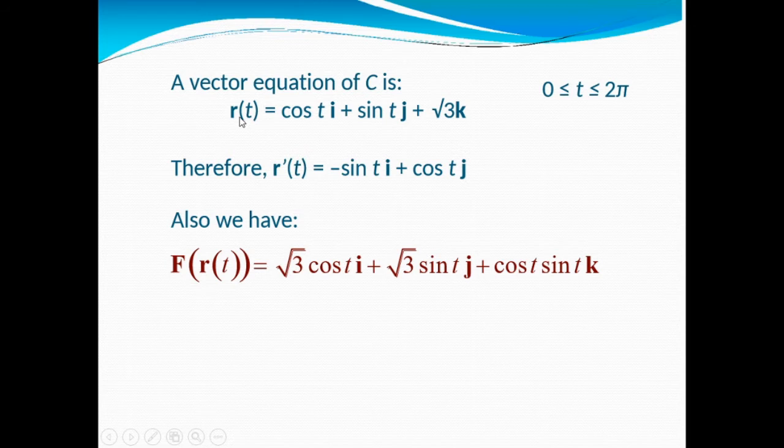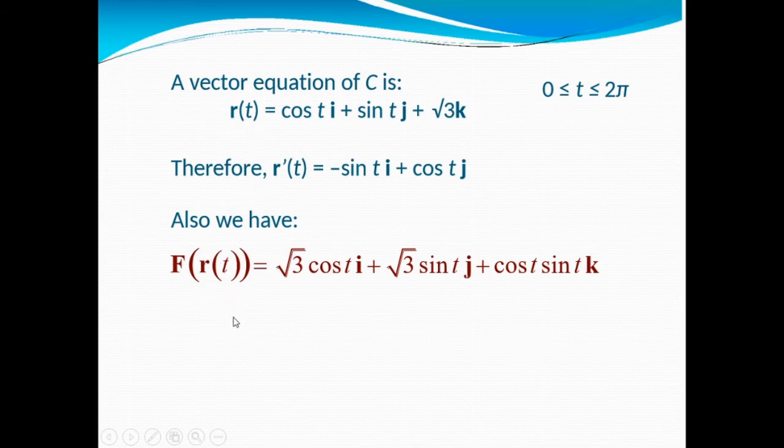Therefore, when we differentiate r, it becomes r dash t, and the derivative of cos t becomes minus sin t. So minus sin t i plus, the derivative of sin t becomes cos t, so cos t j plus, this is a constant value, so its derivative is 0. Hence there won't be any k component. Therefore, this is the equation that we got after differentiating r of t.